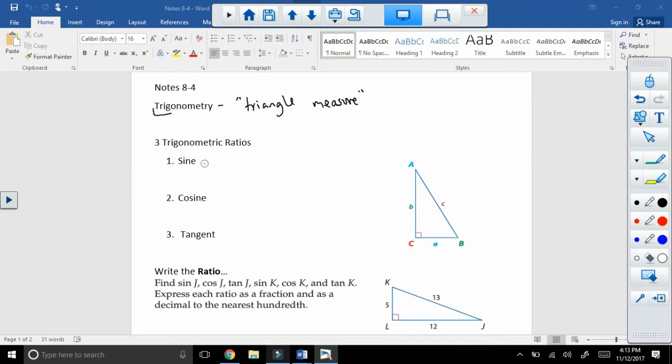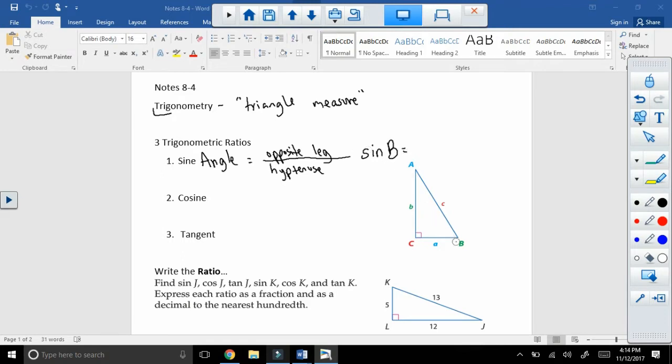When we're talking about sine, we're talking about the sine of an angle is the ratio of the opposite leg divided by the hypotenuse of the right triangle. So for example here, you would have to find one of the acute angles. We always just do these from the acute angles. So maybe we say we want to know the sine of angle B.